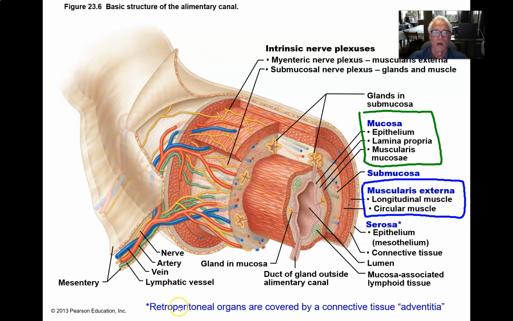It just so happens that when you place the duodenum and part of the pancreas in that retroperitoneal position, then the outer surface is covered by what's called an adventitia, a layer of connective tissue that's anchored right to the abdominal wall instead of a serosa. But also within the muscularis externa is another vast plexus or network of neurons that's called the myenteric nerve plexus. So we have the submucosal nerve plexus that controls glands here, and also the muscularis mucosa, and then we have the myenteric plexus that controls the muscularis externa.